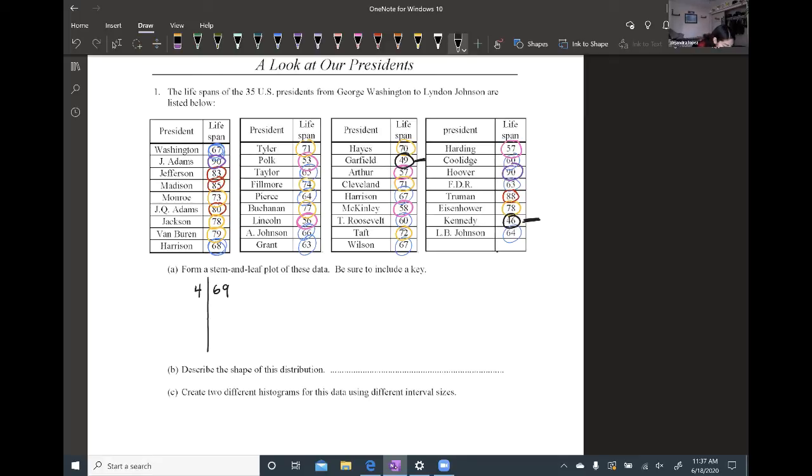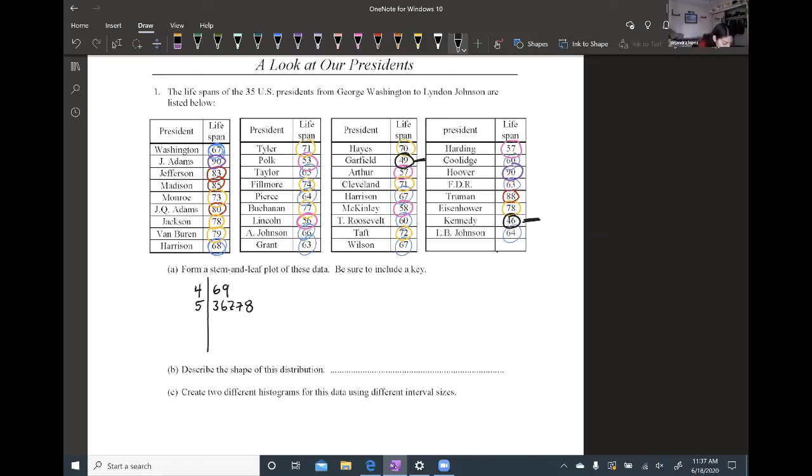Then 50s. So I have a 5, and then my 50s are in pink. So I have 53, 56, 57, 58, and 57. So it's going to be 3, 6, 7, 7, and 8. 1, 2, 3, 4, 5. Yes, I think that looks right. So I did my 50s.